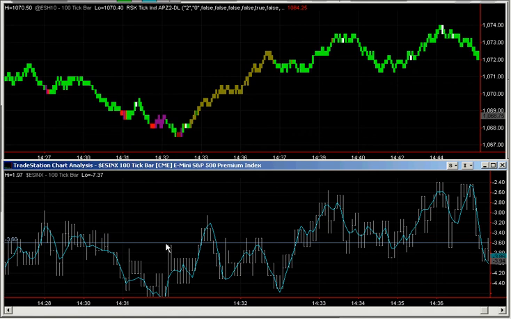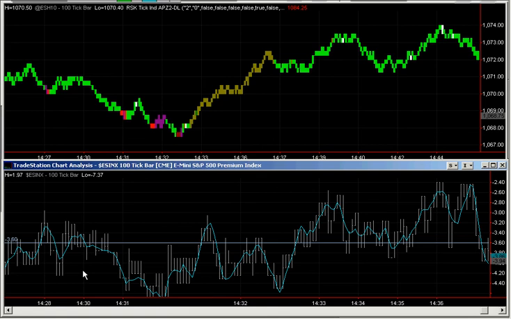Our horizontal line is fair value. We'll talk about where we get that in just a minute. We have a specialized indicator here, and this is our trigger. This line is not a moving average. It's a specialized indicator, but it is not a moving average.